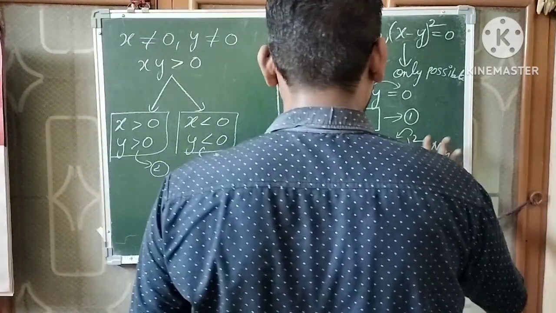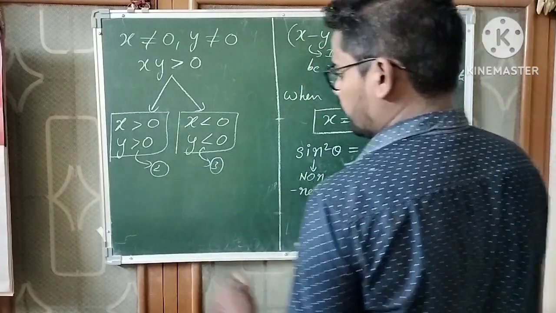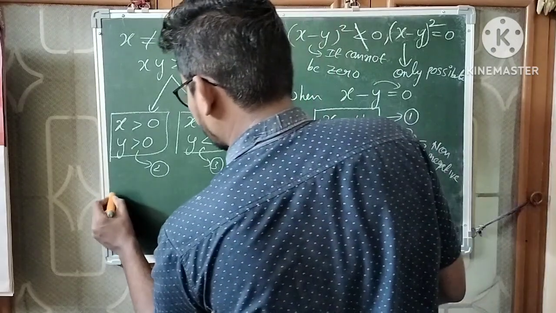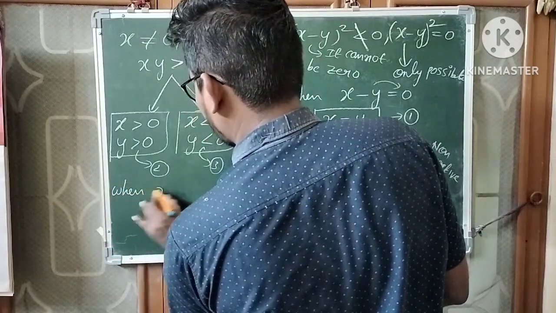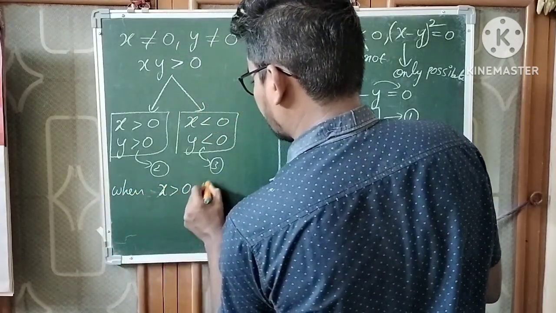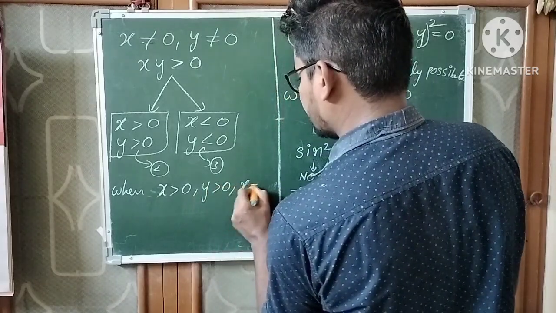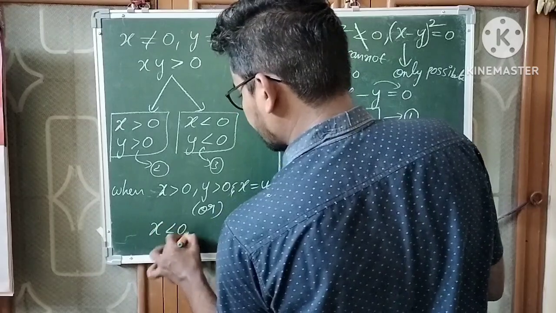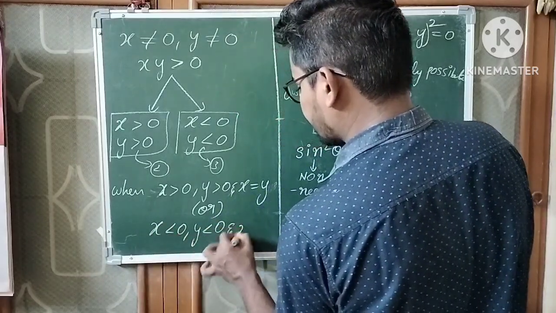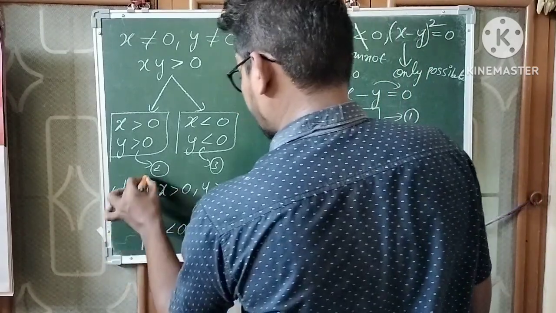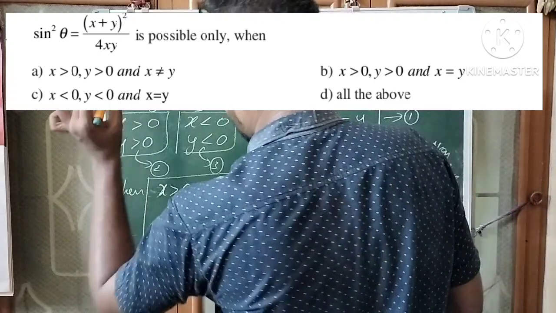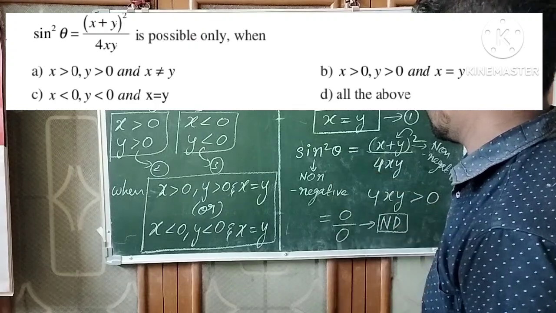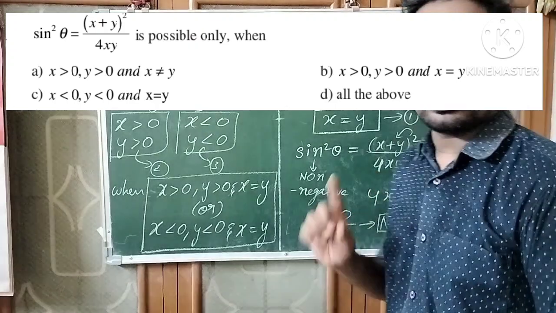Now, from 1 to 3, we can say that this expression is true only when x greater than 0, y greater than 0, and x is equal to y, or one more case, x less than 0, y less than 0, and x is equal to y. Under these two conditions, the given trigonometric equation is true. So option B and option C are correct.